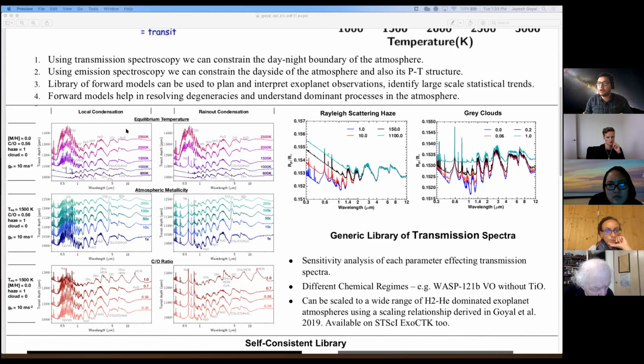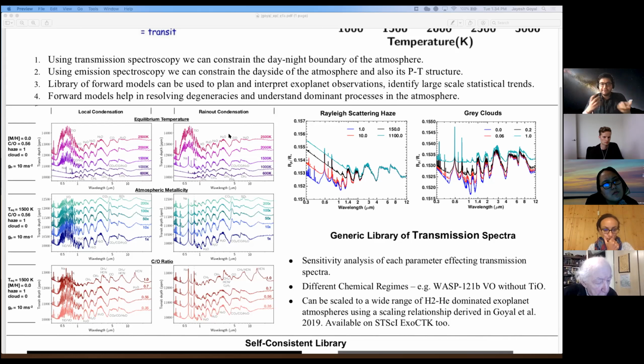When I say local condensation, it means that the abundance of a particular species is just dependent on the local temperature and pressure of the layer of the atmosphere. That is what local condensation means. But in the Rainout condensation, it depends on the previous layers, like the pressure-temperature structure of the atmosphere. So depending on what species were condensed lower in the atmosphere, the abundance of the species higher in the atmosphere will be controlled by that.